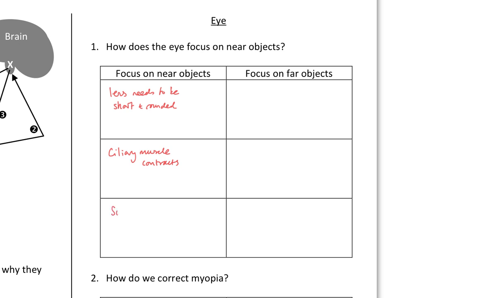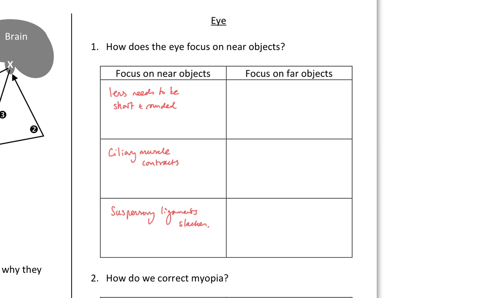So this is when the suspensory ligaments slacken, causing the lens to return to its short and rounded state. The lens is like elastic. You lose that elasticity as you get older, hence why older people need to have glasses for reading.